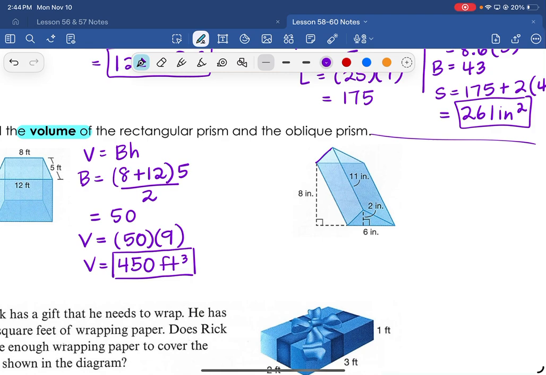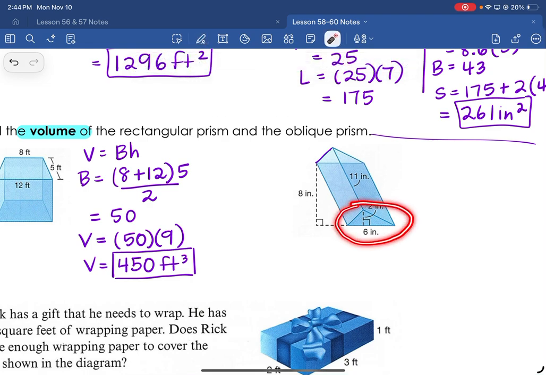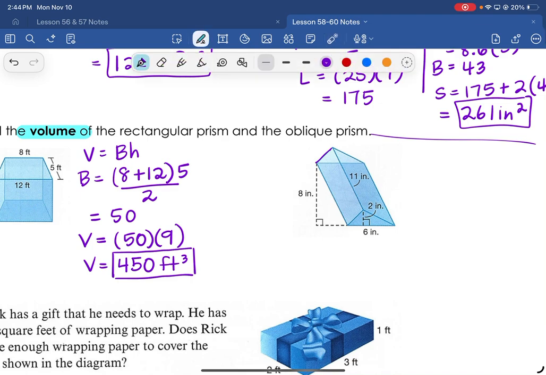So it's 6 times 8? 6, this triangle right here, zoom in right here. I want you to find the area of this triangle. I did 6 times 2 and then divided that by 2. And yeah, I got 6. Yes. So let me write that out.